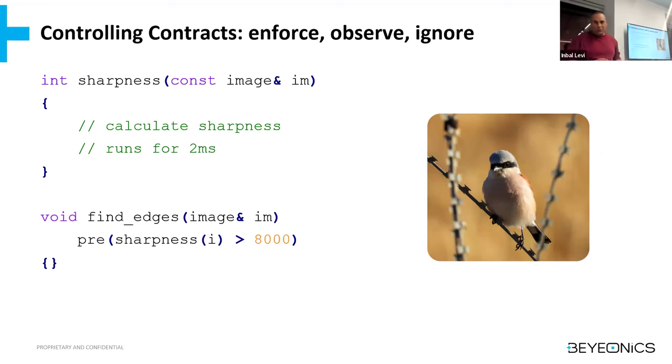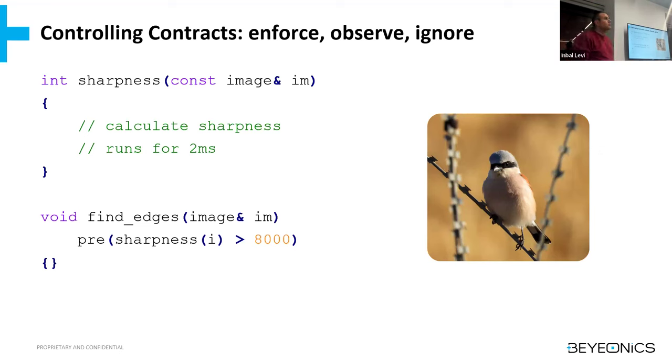Now, when do you want to do it? And this is what the slide shows. Small example here, if you have a function which finds edges in images, just draws the lines of the edges between things. To run this function, you expect the sharpness of the image to be above 8,000. Because it's just a number that says how sharp the image is. So you call the function sharpness, you get the sharpness back. But one of the problems is that to calculate it takes 2 milliseconds, which is way too much for your production code. So it's one reason not to use the precondition in this example. You eliminate it in production, you run it in the lab, and everything is fine.